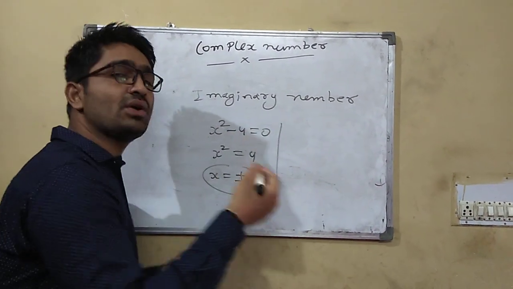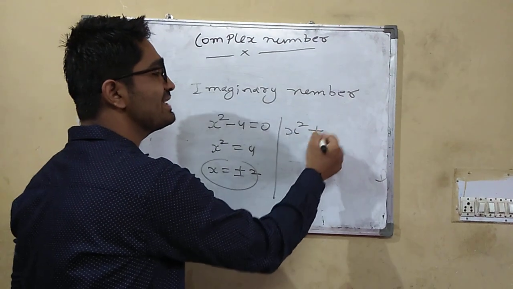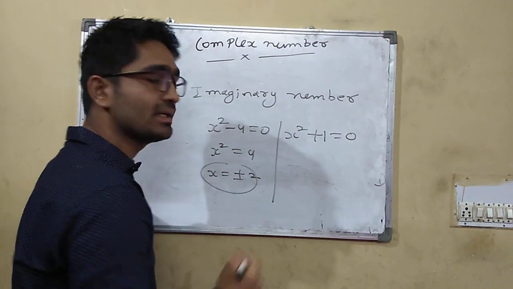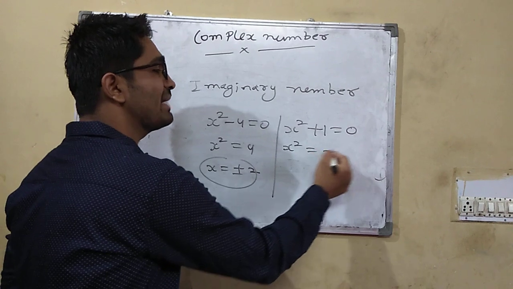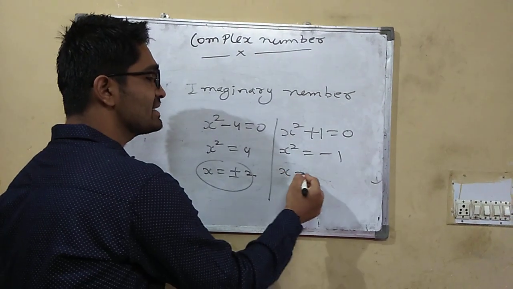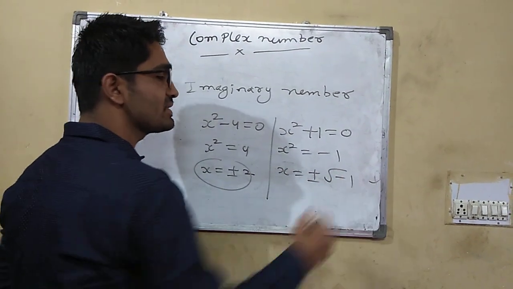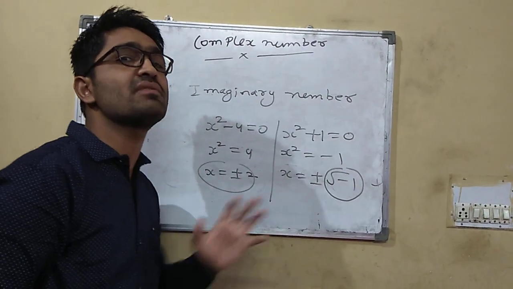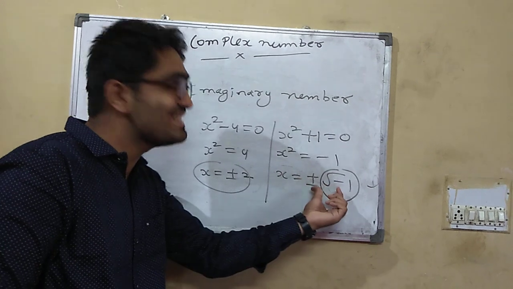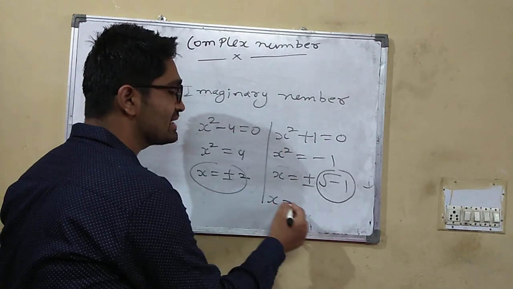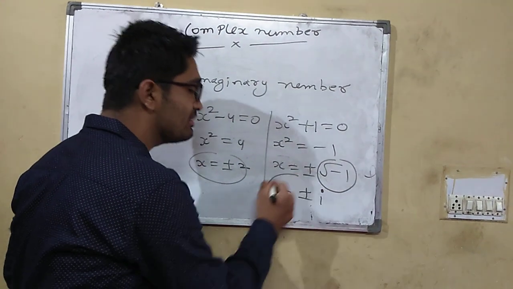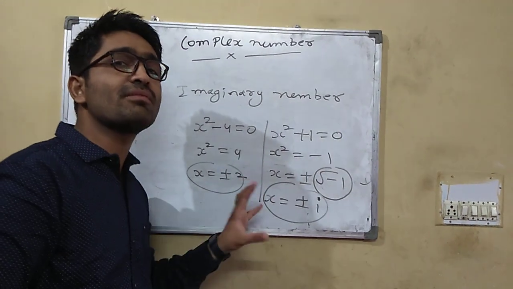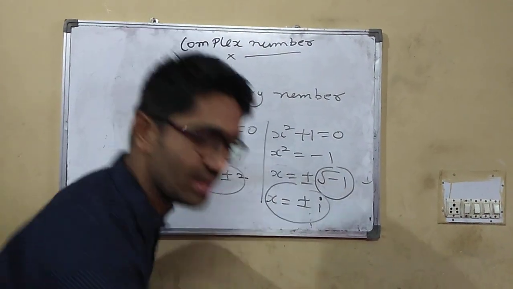But if I talk about the equation x square plus 1 equals 0, then x square equals -1, so x equals plus minus under root -1. Now beta, this under root of -1, if a negative value comes inside the under root, that number is called an imaginary number, which we represent by iota. So root of -1 equals iota.